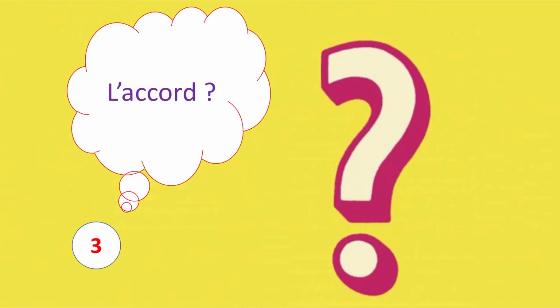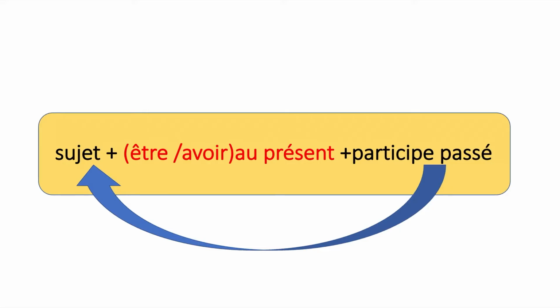It's about l'accord or agreement. After the conjugation of the verb with être or avoir, and after obtaining the past participle of your verb, I want you to ask your last question about l'accord. So the past participle always agrees with the subject while conjugating with the auxiliary verb être only. Only with the verb être, not with avoir.